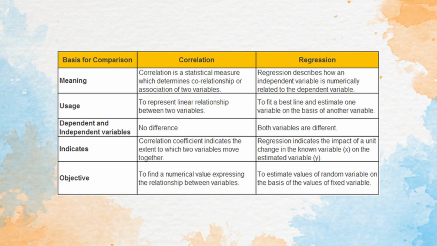You have different dependent variables, which can be quoted as y, and independent variables, which can be quoted as x. The correlation coefficient indicates the extent to which two variables move together, whereas regression indicates the impact of a unit change in the known variable x on the estimated variable y. So the objectives are to find a numerical value expressing the relationship between variables and to estimate values of a random variable on the basis of the values of a fixed variable. So this is the difference between the two.